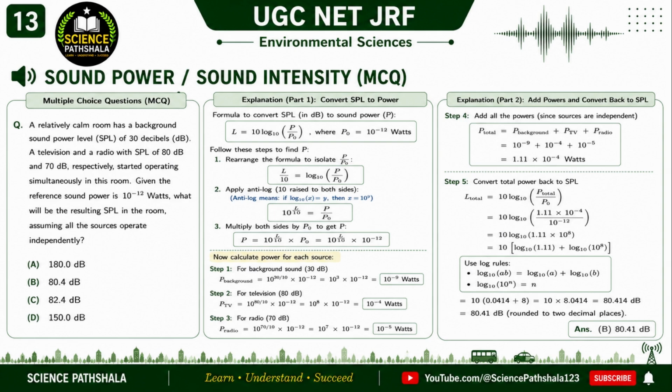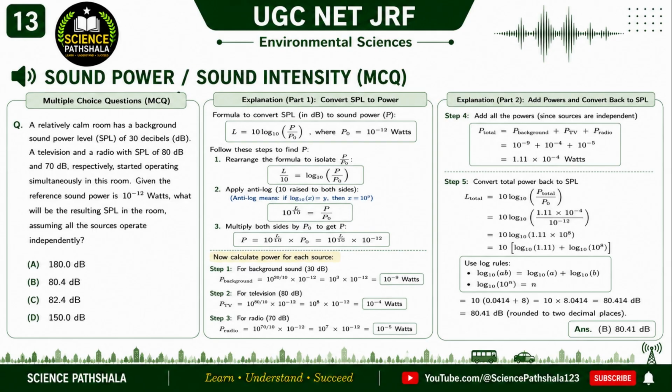So in step 4, we need to add all the powers since sources are independent. So P total becomes P background plus P TV plus P radio. That is 10 raised to power minus 9 plus 10 raised to power minus 4 plus 10 raised to power minus 5. So it becomes 1.11 into 10 raised to power minus 4 watts on calculation. I am not showing the calculation part here because otherwise the video will become very long. So I am expecting that you can solve these basic calculations by yourself.